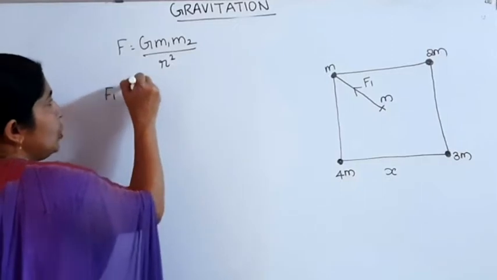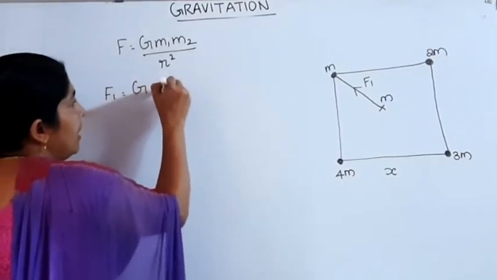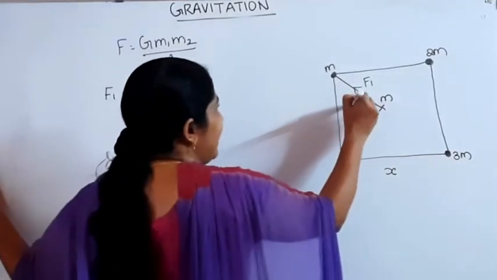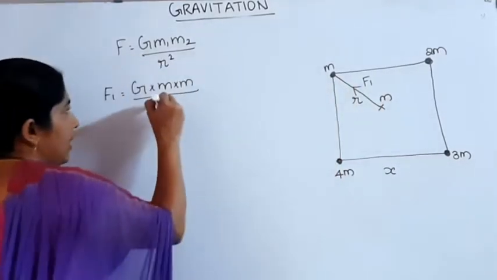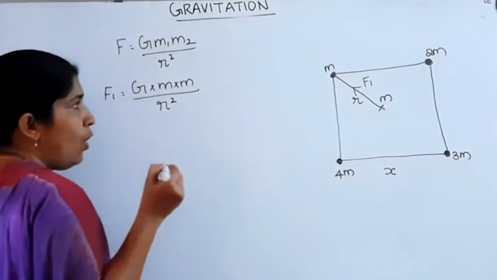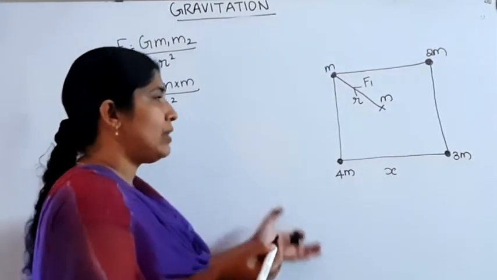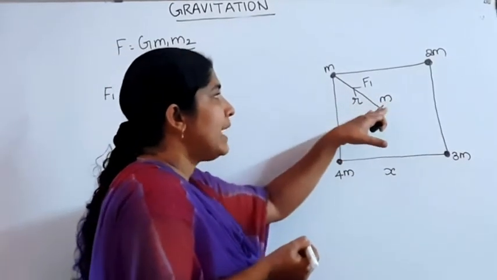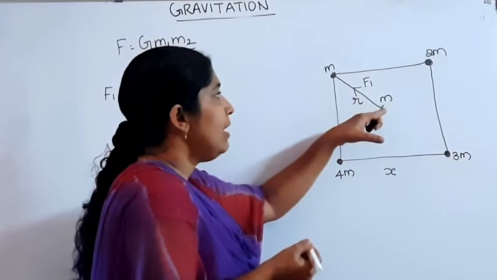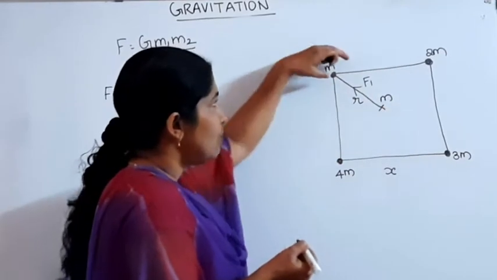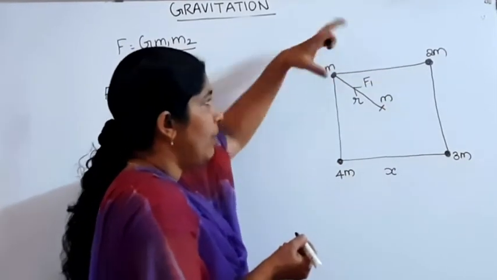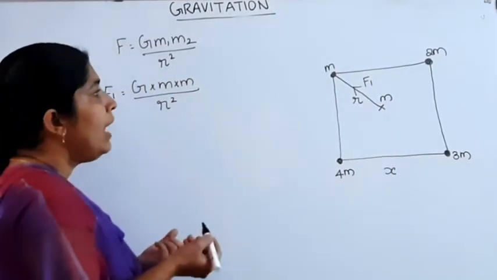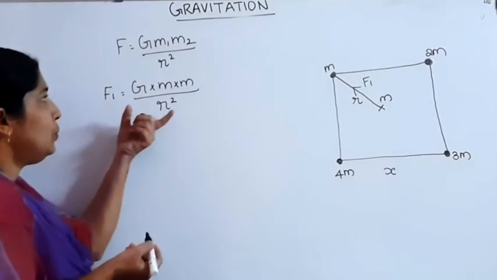F1 is equal to G into M into small m divided by, what about the distance? We can take it as r, then r square. The force between the two masses is attractive in nature. Due to that attractive force, this mass M attracts the small m. So the direction is like that. That force is F1.